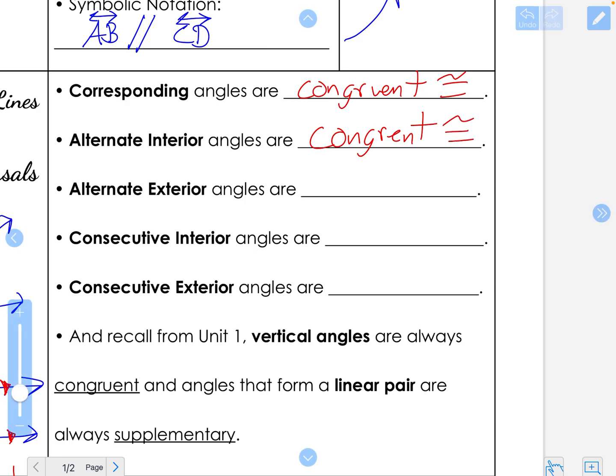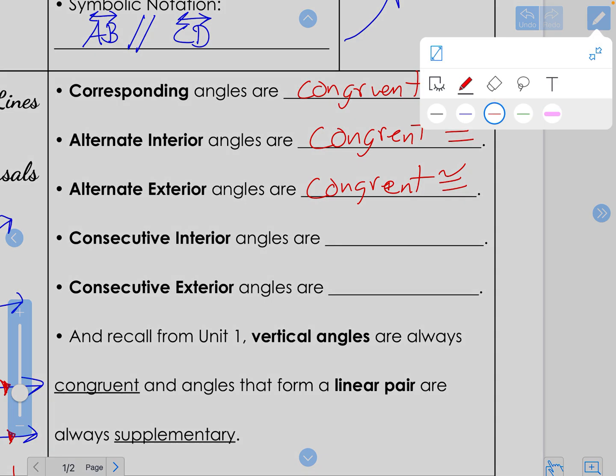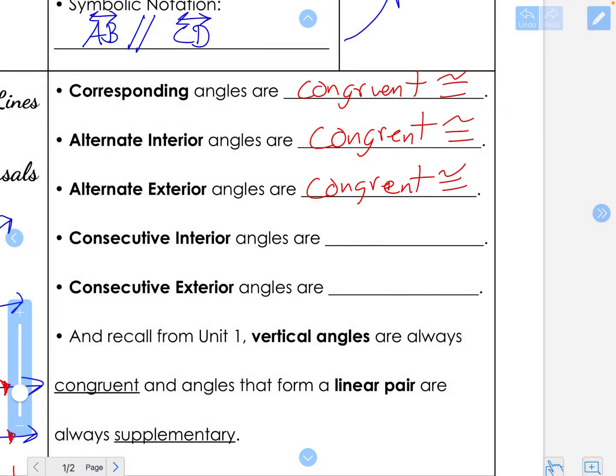Same thing for alternate exterior. If they are outside the two parallel lines and on opposite sides of the transversal, they are congruent. Now, when we get consecutive interior, that means they're both on the same side of the transversal and they're both in between the parallel lines. We know that the angles are supplementary.